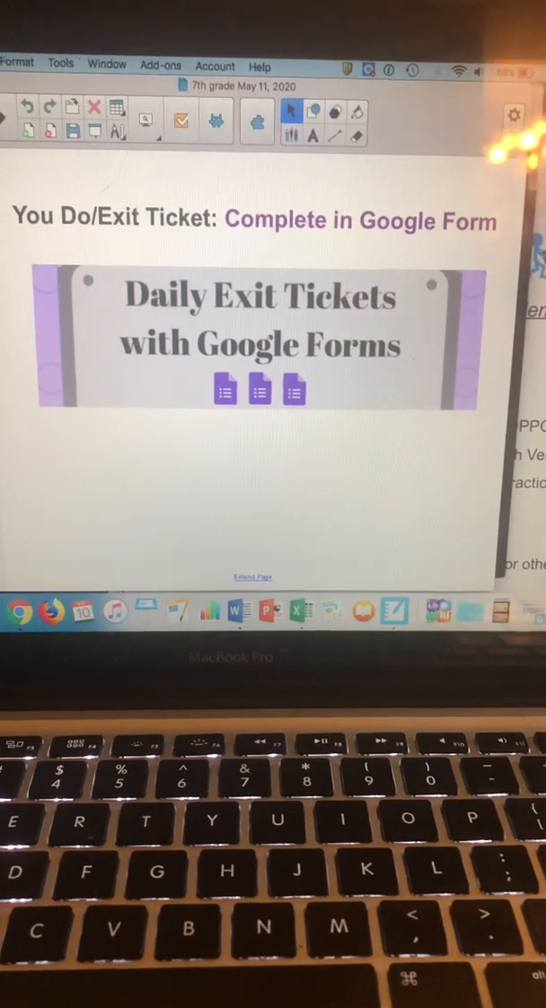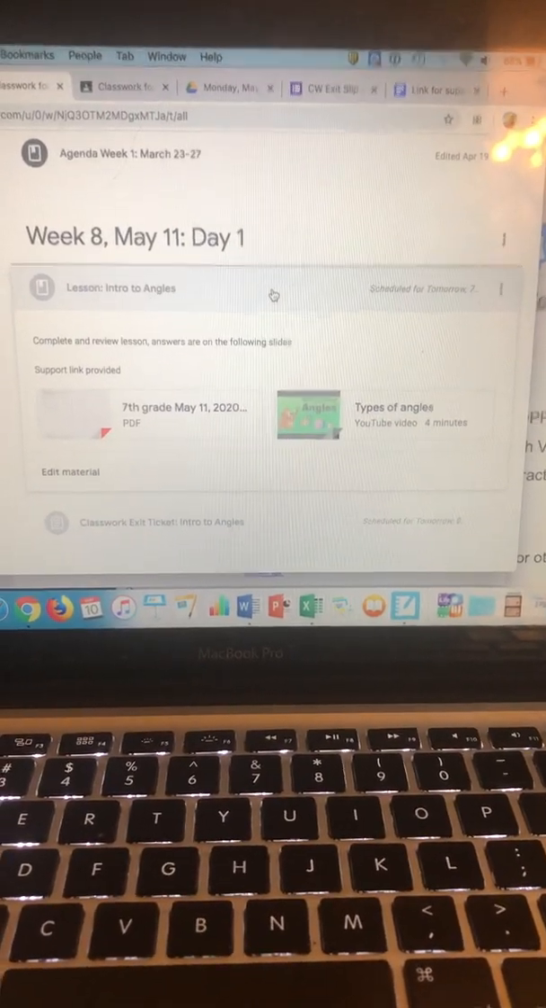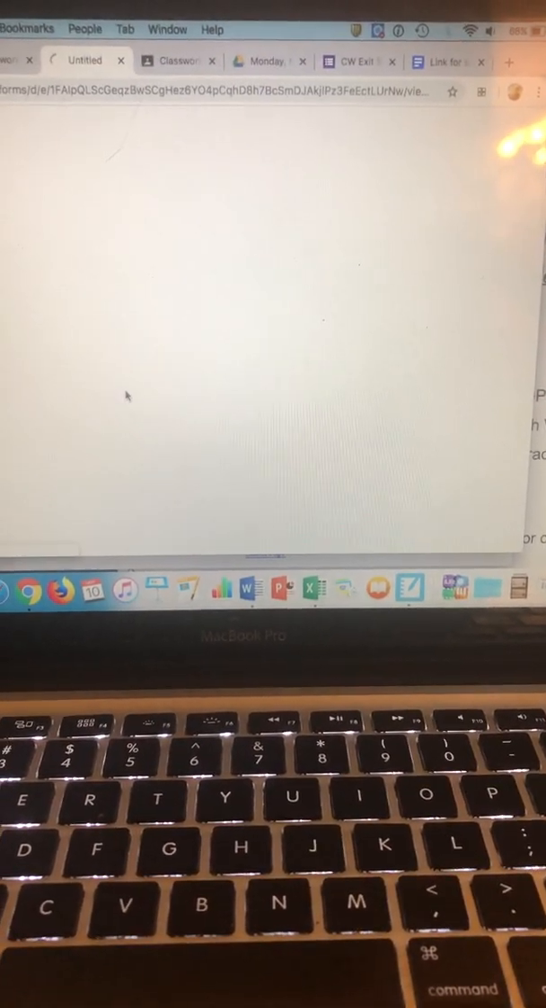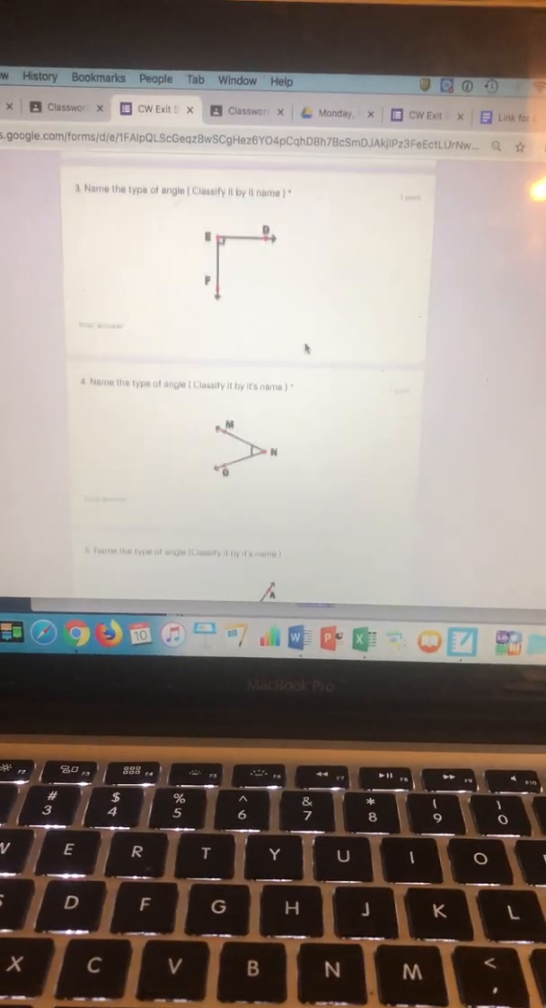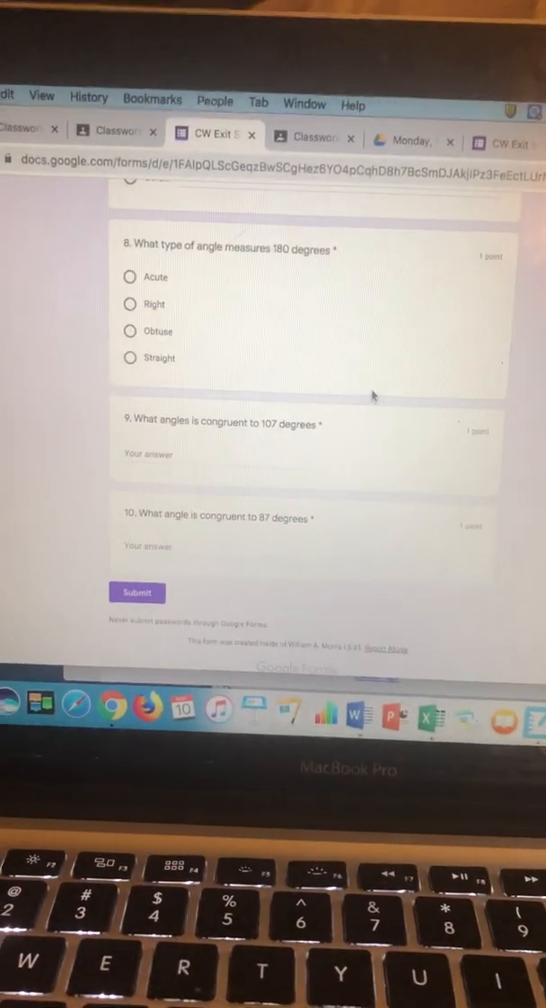So after you are done with the lesson, you'll go back and you'll have a quick exit slip here, and it'll be on everything I just went over with you. How to name the angles, the different types of angles, and then also finding an angle whose measure is congruent to the angle provided.